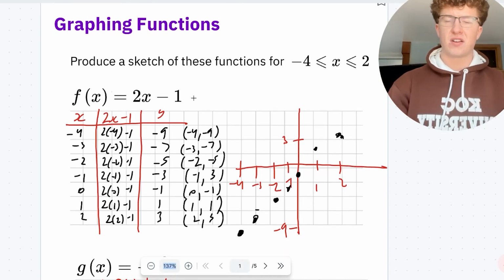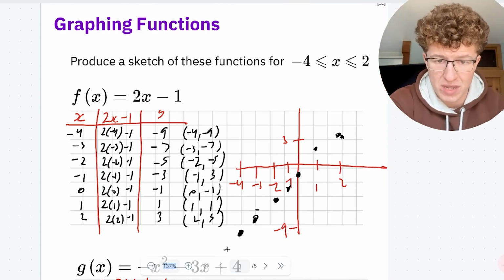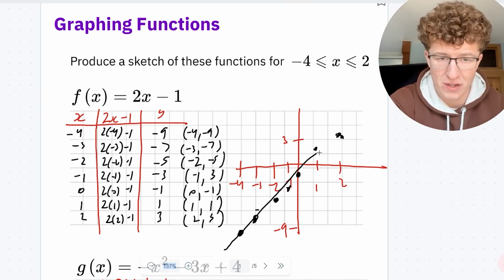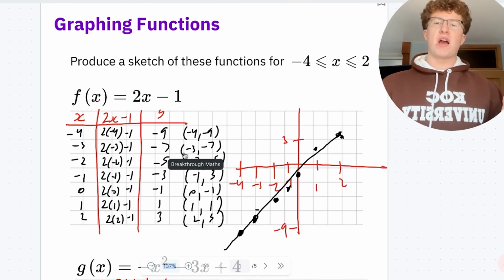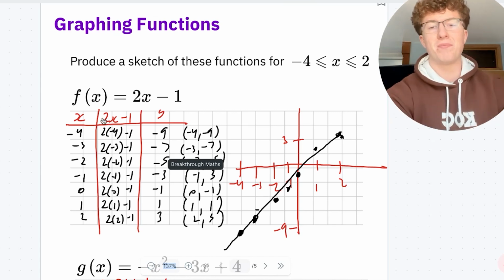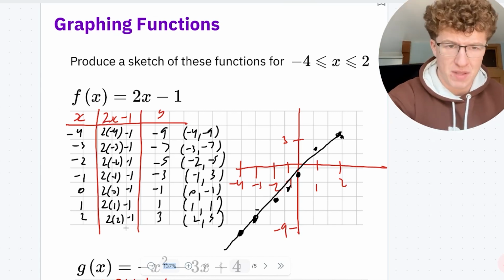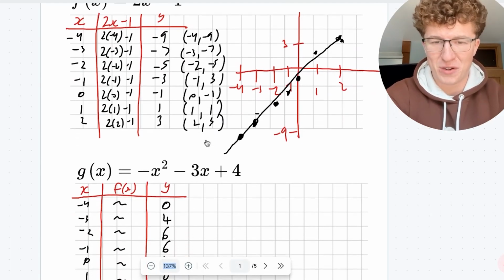Remember, this is a linear graph. It's just 2x minus 1, a straight line. So all we're going to do now is just connect these dots roughly. Hopefully you have a ruler. You'll make it look nicer than me. But yeah, that's all you have to do. If you're graphing a function, remember, just draw the table, put down the x values, fill them into the function, get the y values, plot them, connect them. That's all you have to do.